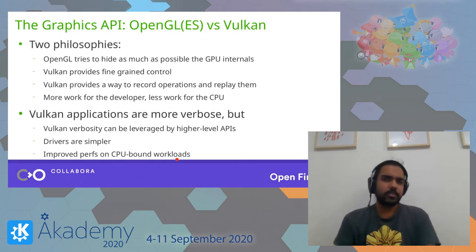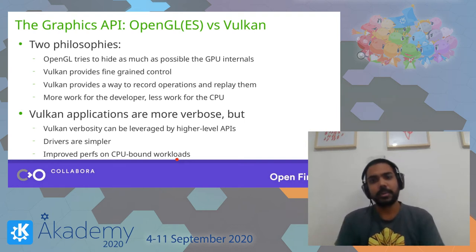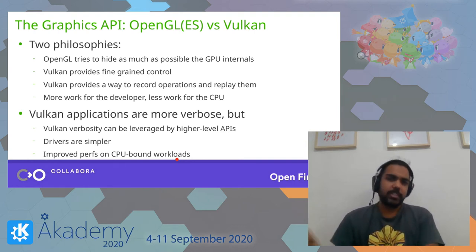We have two philosophies in terms of graphics APIs, which are very commonly used these days. One of them is OpenGL, and the other one is Vulkan. Vulkan is the new kid on the block, whereas OpenGL is the more mature API that's been around for a while. OpenGL tries to hide as much as possible the GPU internals, whereas Vulkan allows for much more fine-grained control.